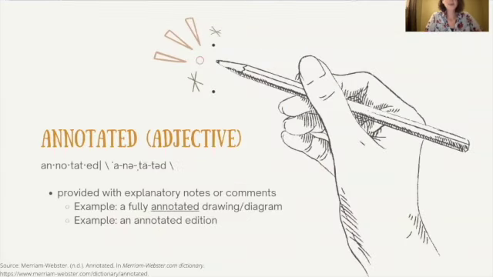Well, according to the Merriam-Webster Online Dictionary, something that is annotated is provided with explanatory notes or comments. So, for example, you might have a fully annotated drawing or diagram, or you might have an annotated edition of a book. So, let's look at what that might mean.